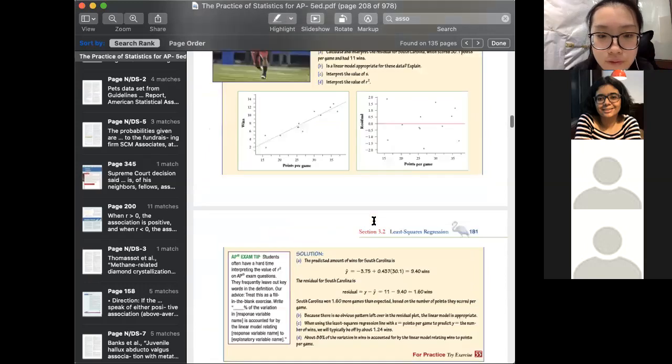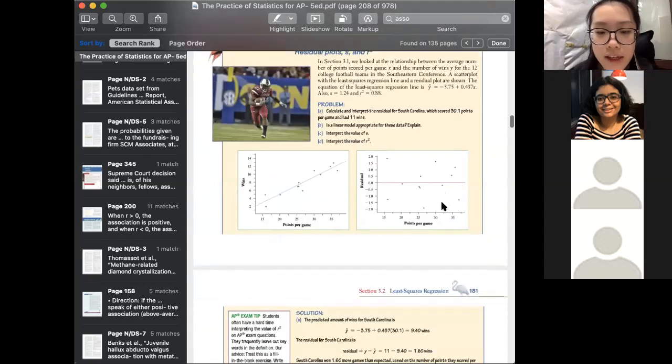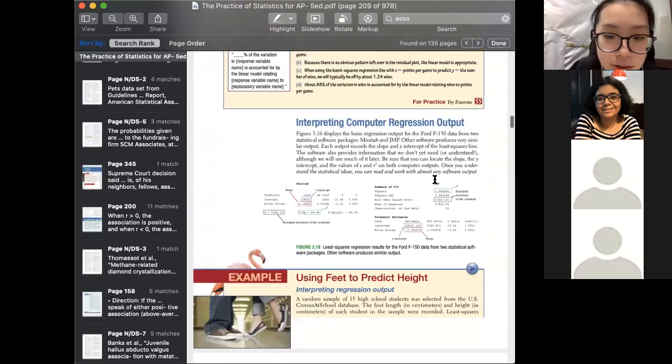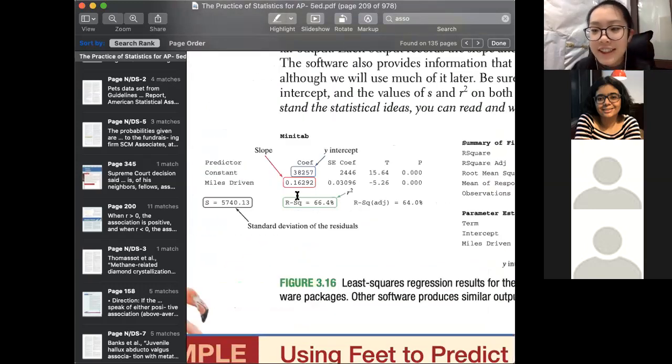And this is a residual plot, and this plot does not have any shape, so we have a right model. Yeah, this is a graph that I'm also going to talk about. So this is how to find the intercept and how to find the variations.